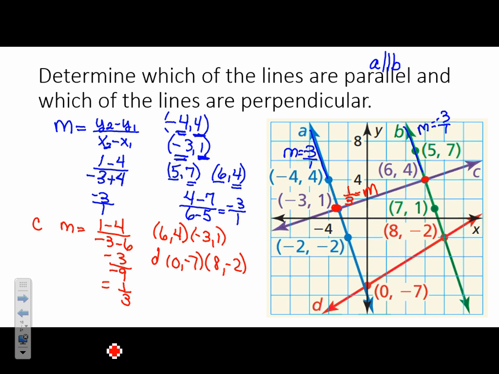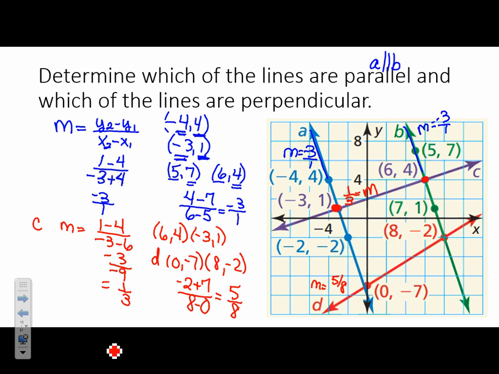Here's line D. So -2 minus a -7. Good. 8 minus 0. -2 minus -7 is 5. 8 minus 0 is 8. Is that anywhere close to being parallel to 1/3? No. So we don't have another pair of parallel lines.